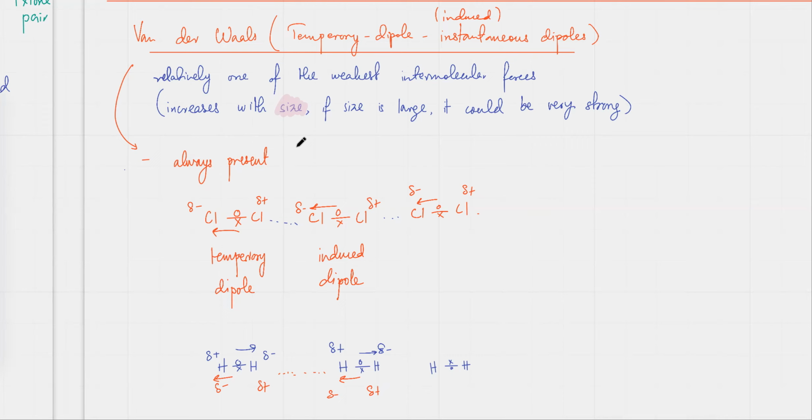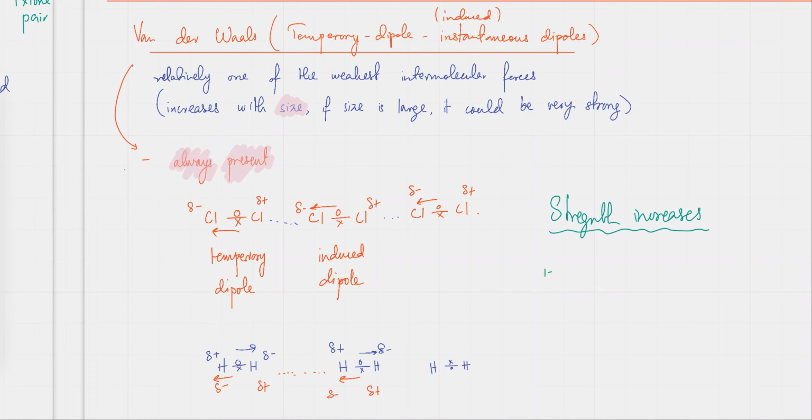So one thing is that they are always present in molecules. Even in molecules that have other intermolecular forces, they would always be present. And the strength of van der Waals forces increases with size. When are van der Waals forces stronger?